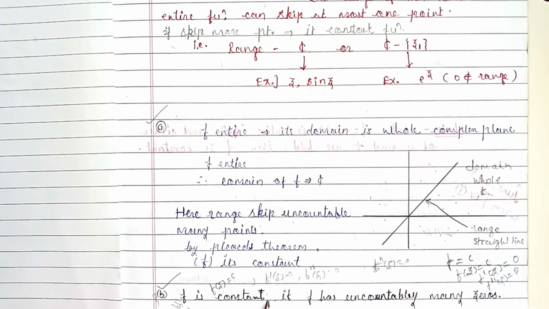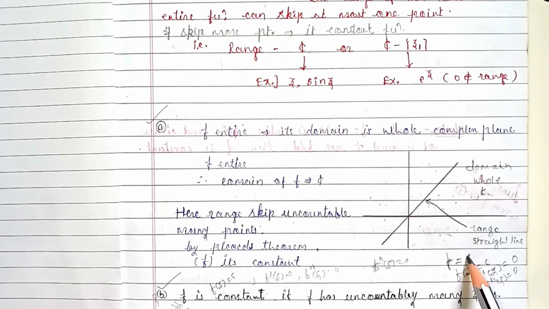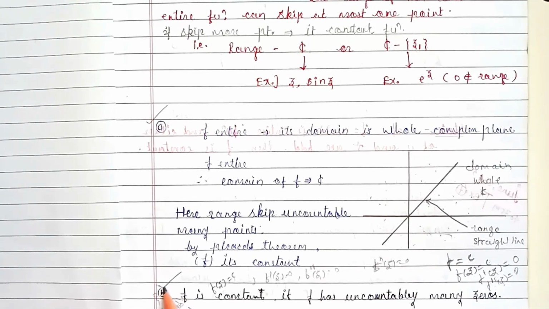So if f is a constant, then when we differentiate that function we get zero. Then if f has uncountably many zeros, obviously it is true, because if I consider f as a constant function and differentiate it, you will get infinitely many, uncountably many zeros. So our option number B is correct.